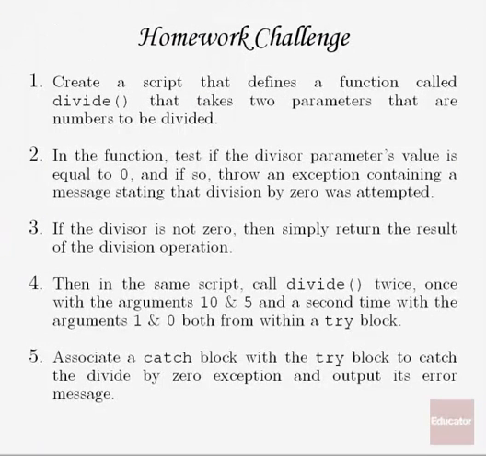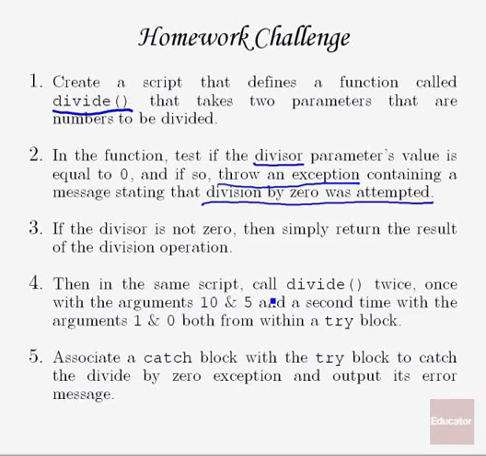So for the homework challenge, I want you to create a script that defines a function called divide, just a regular function, not a class function or anything. It takes two parameters that are numbers to be divided. It's going to test if the divisor parameter, the second parameter, is equal to 0. The first parameter is the dividend. If it's equal to 0, I want you to throw an exception using that exception class. So throw new exception, and include an error message in the constructor that says division by 0 was attempted. If the divisor is not equal to 0, then simply divide the dividend by the divisor and return the result.